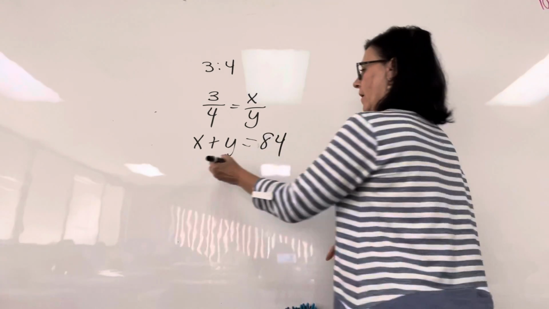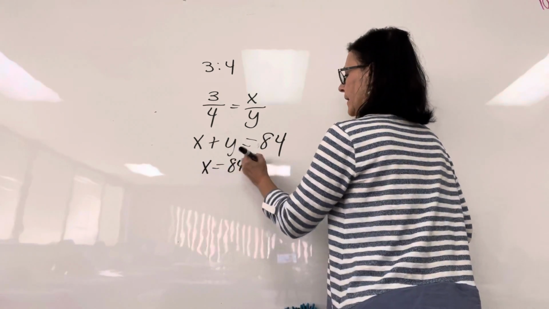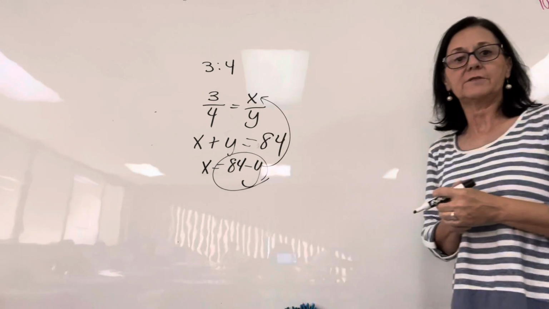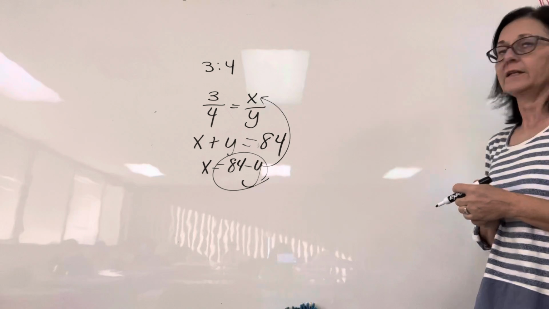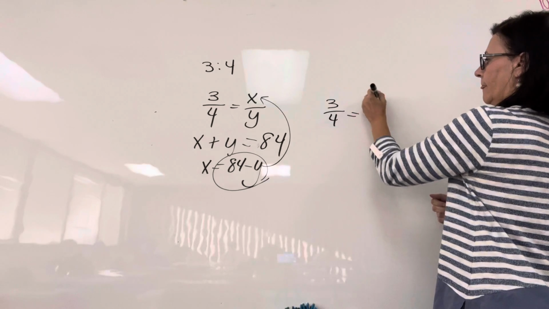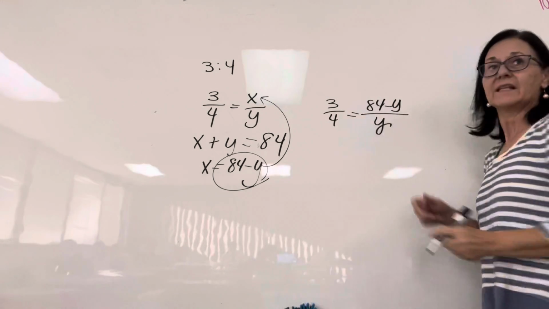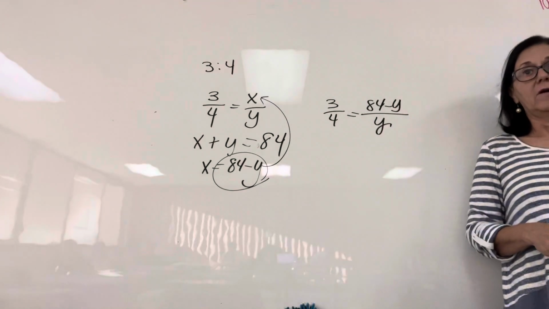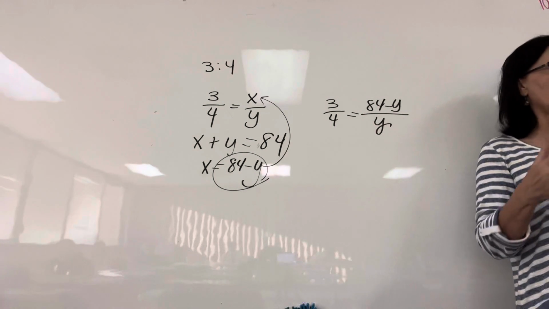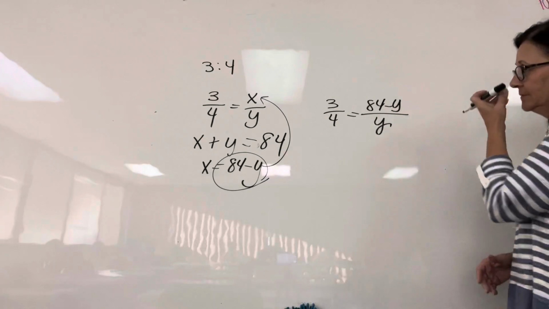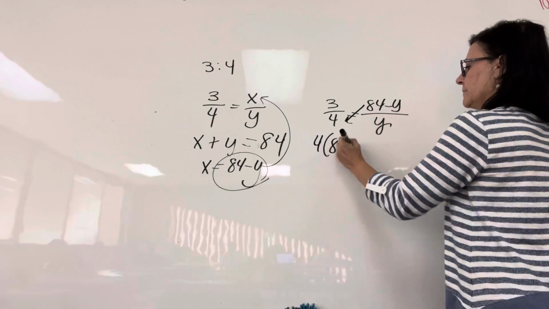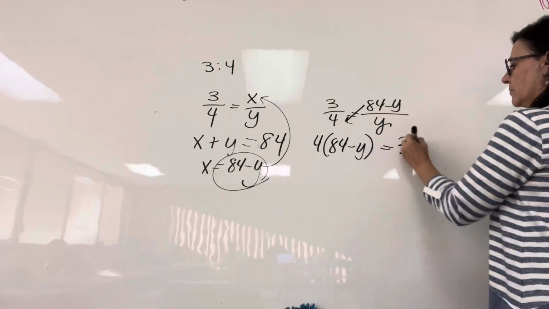Okay. X. So x equals 84 minus y. So then I'm going to go back to this first equation and substitute 84 minus y in for x. Then I will cross multiply, because then I only have one variable. Always, when you have multiple equations, you want to end up with one variable because that's all we can solve for till you get next year. All right, so we cross multiply. 4 times 84 minus y equals 3y.